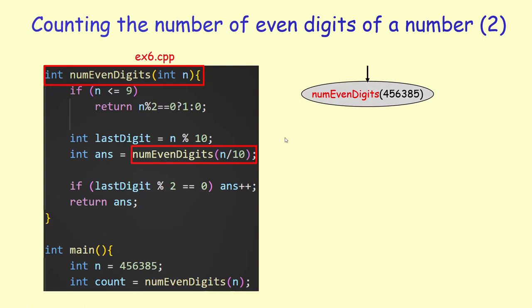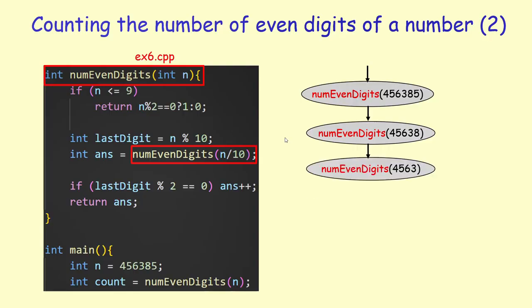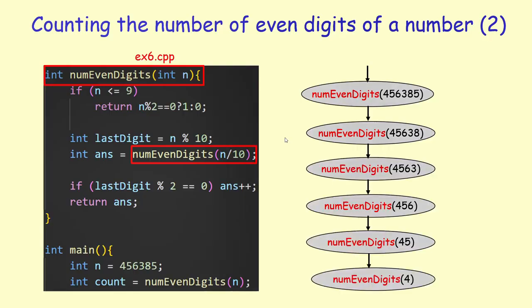So number of even digits, this is the number that's input. That's not the base case. So we're going to peel off one digit at a time. So peel, peel, peel, peel. Eventually, we are going to be left with a number that only has one digit in it. And when we come here, if n is less than or equal to 9, we are going to do this check. If n modulo 2 is equal to 0, meaning if this digit is even, then we're going to return 1, which is the case here. So 4 is an even number, so we are going to return 1 from here.